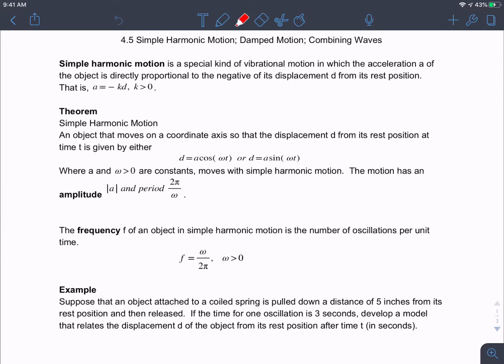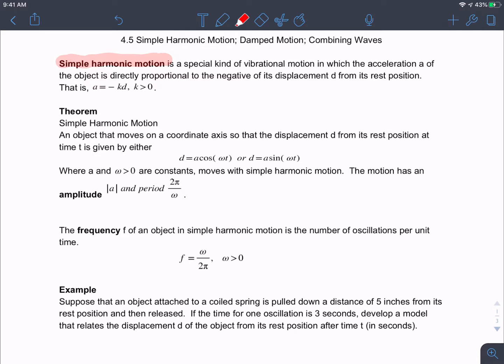Hello class, today we're going to cover section 4.5, which covers simple harmonic motion, damped motion, and combining waves. So the first thing that we're going to talk about is simple harmonic motion. Simple harmonic motion is just think of a slinky. When you let it go hanging vertically, it goes back and forth, up and down, up and down. That is simple harmonic motion. It's just motion that is repeated.